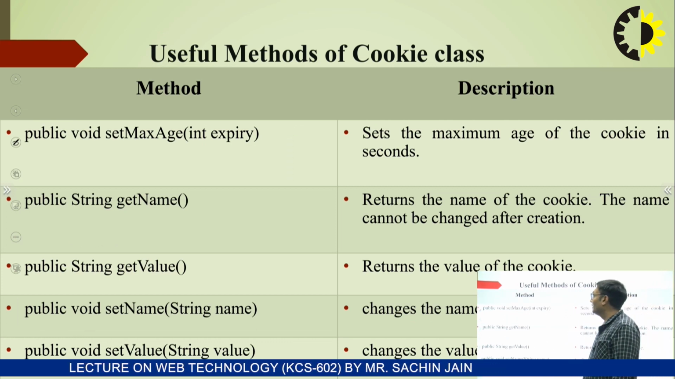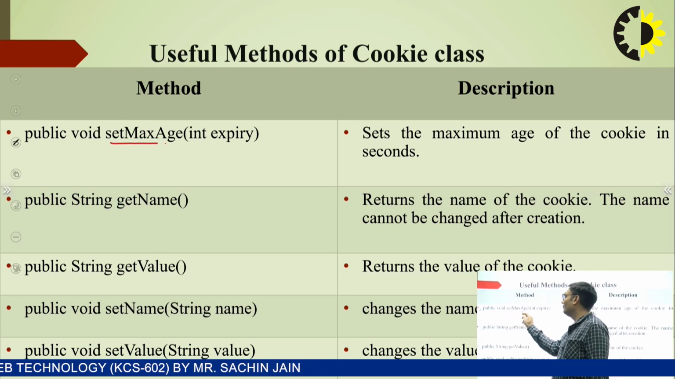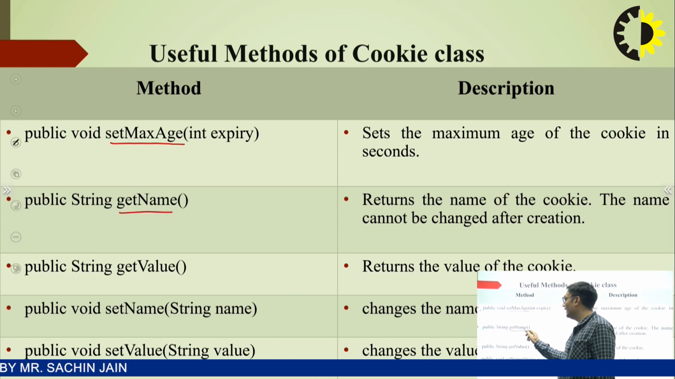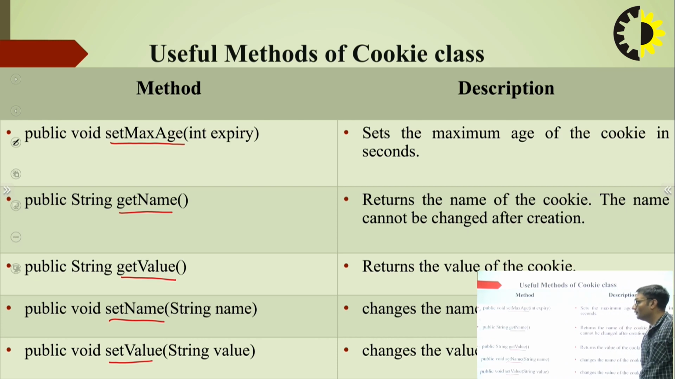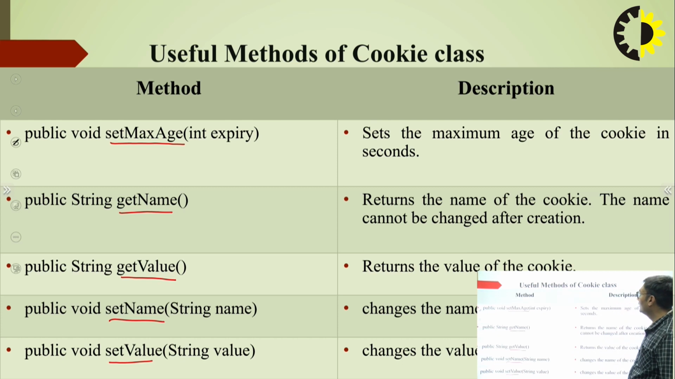Now, other methods that are written inside this cookie class are the set max age method, get name method, get value method, set name method, and set value method. So these are the methods that are written inside this cookie class. So what does the set max age method do? It sets the max age of the cookie in seconds.